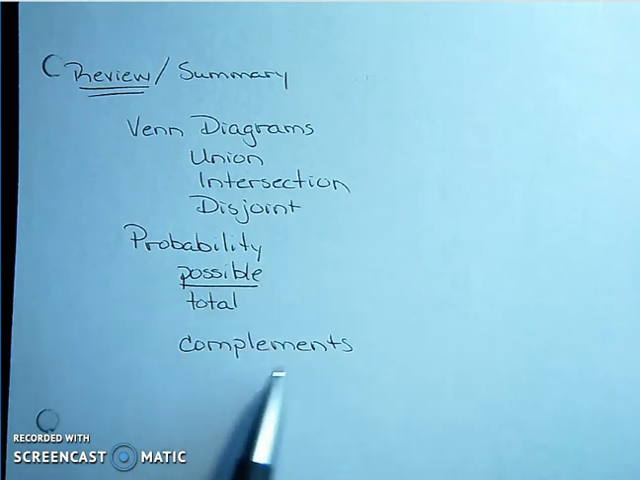And then what the definition of complement means. So complement, again, means not happening. So if you have the word probability, what's the probability of picking a letter that's not a B? That's the complement of choosing B.